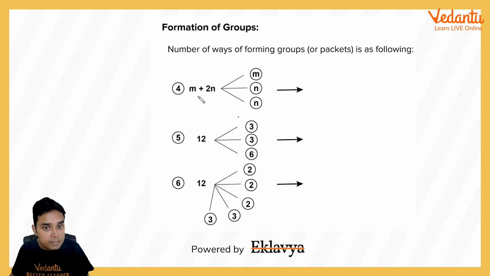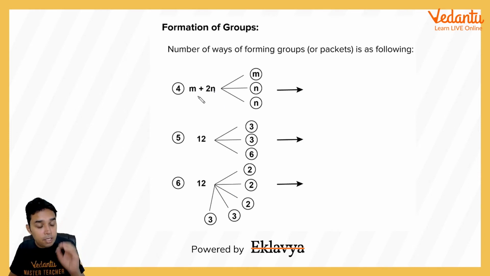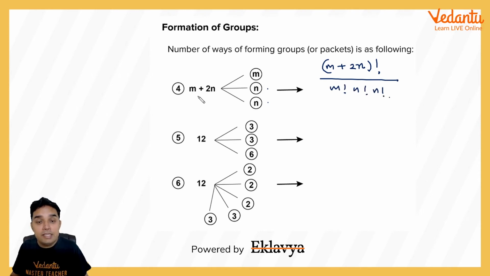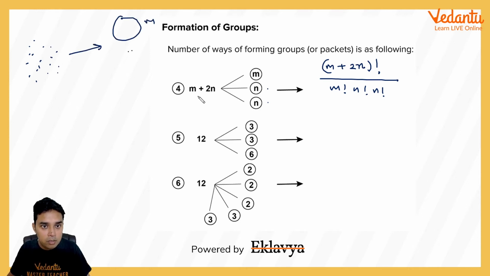Suppose your groups are such that 2 of them have the same size. In this case, our earlier formula, (m plus 2n) factorial upon m factorial n factorial n factorial, will not be sufficient. Please understand why. Suppose we have m plus 2n objects here, and we have to distribute them into m, n and n size groups.